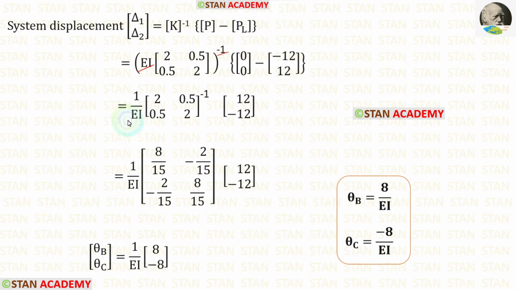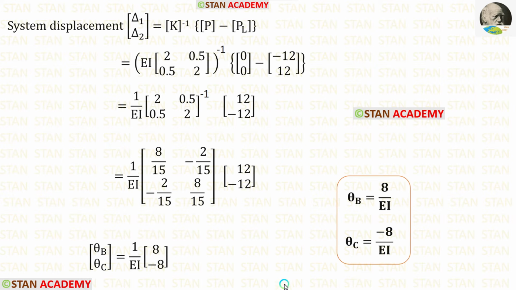EI inverse is 1 upon EI. For this matrix, we have to find the inverse. We can apply all of the values in the calculator and get the inverse. If you do not know how to find the inverse in the calculator, see the description below. There is a link. You can click the link and watch the video. I have used the calculator and got the inverse. After multiplying these two matrices, we are getting theta B and theta C.